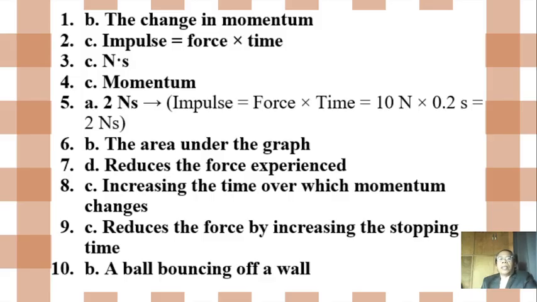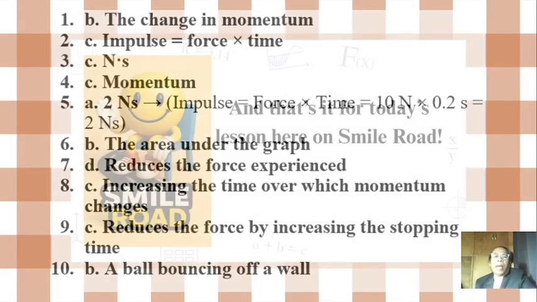Number 7, reduces the force experienced. Number 8C, increasing the time over which momentum changes. Number 9C, reduces the force by increasing the stopping time. Number 10B, a ball bouncing off a wall.